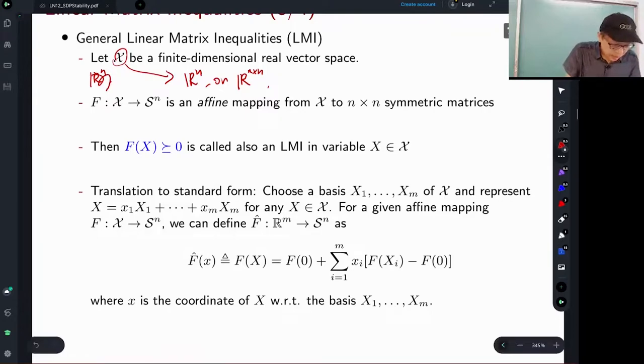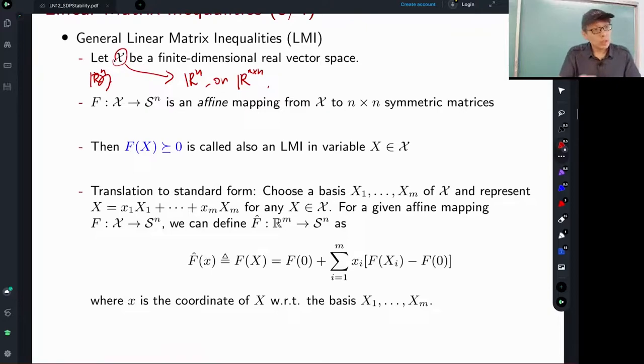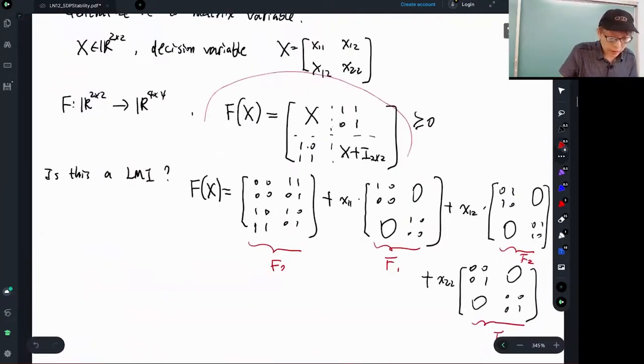All right. As long as this mapping is affine from X to the symmetric matrix, very good. Affine or not, you should not check by calculating numbers. You should be able to prove it or see it by the definition of affine. If you can factor a real scalar out, that's linear. And we have a definition for an affine mapping, and you should be able to check. For example, this is affine with respect to X.